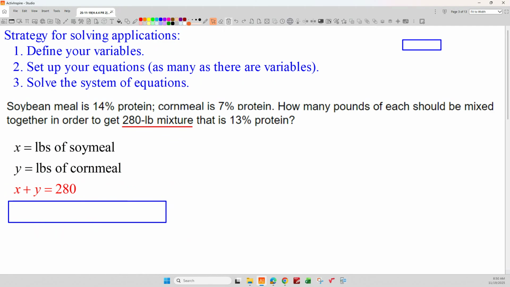What's the other one probably involving? Okay, the percent of the protein, yeah. So now how am I going to get that one? That one's a little trickier.